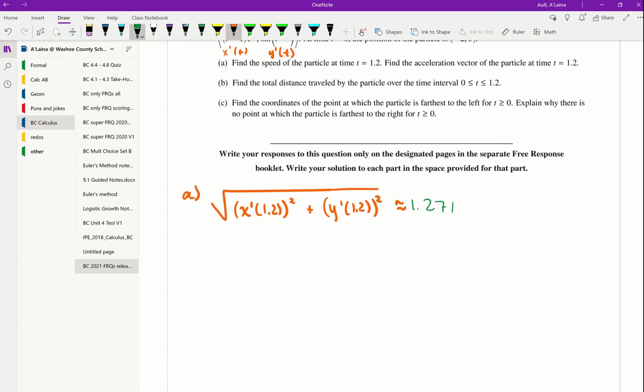And if you were using that answer, again, if this were not the final answer in part A, then you should round that to 5 decimal places at a bare minimum. That's all the work you need to show.